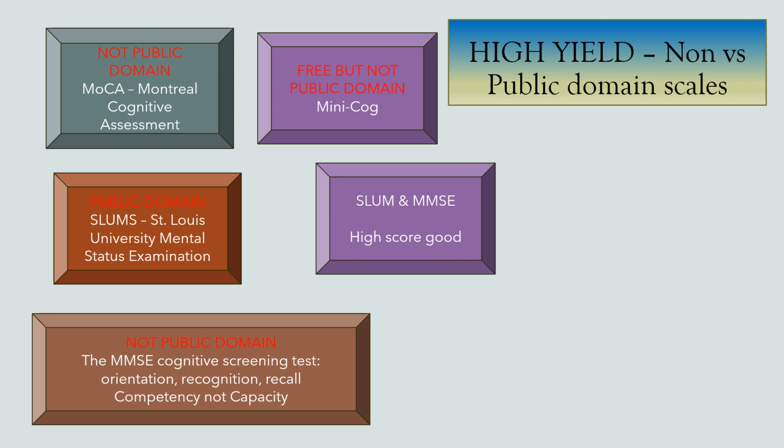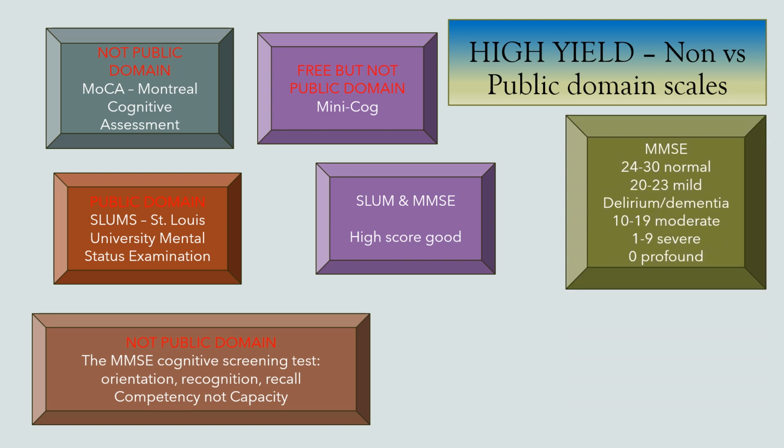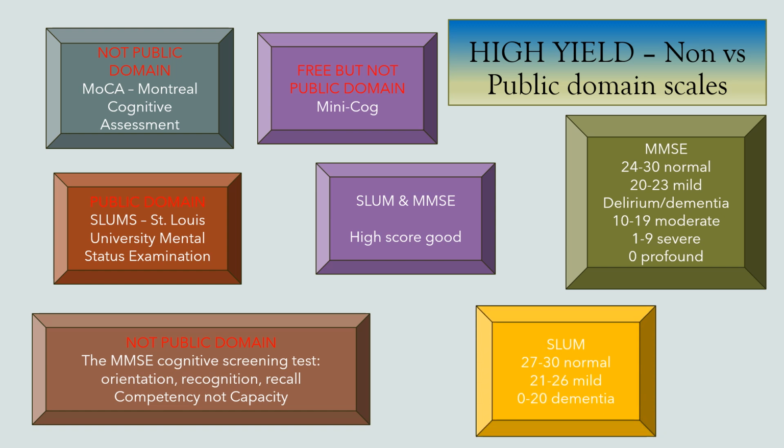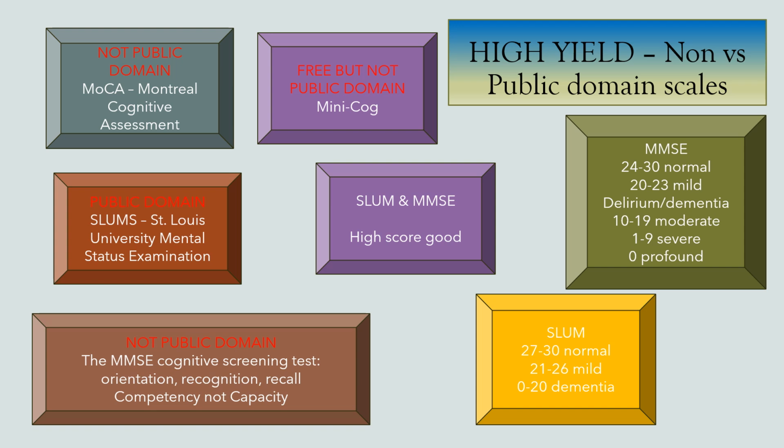With the SLUMS and the MMSE, a high score is good. MMSE, 24 to 30, normal. 20 to 23, mild delirium or dementia. 10 to 19, moderate. 1 to 9, severe. 0, profound. SLUMS, 27 to 30, normal. 21 to 26, mild. 0 to 20, dementia.